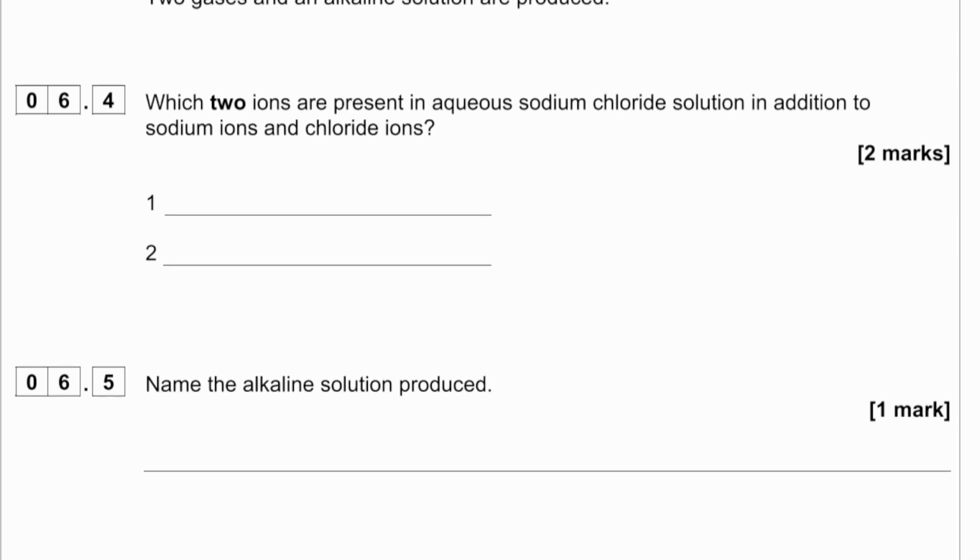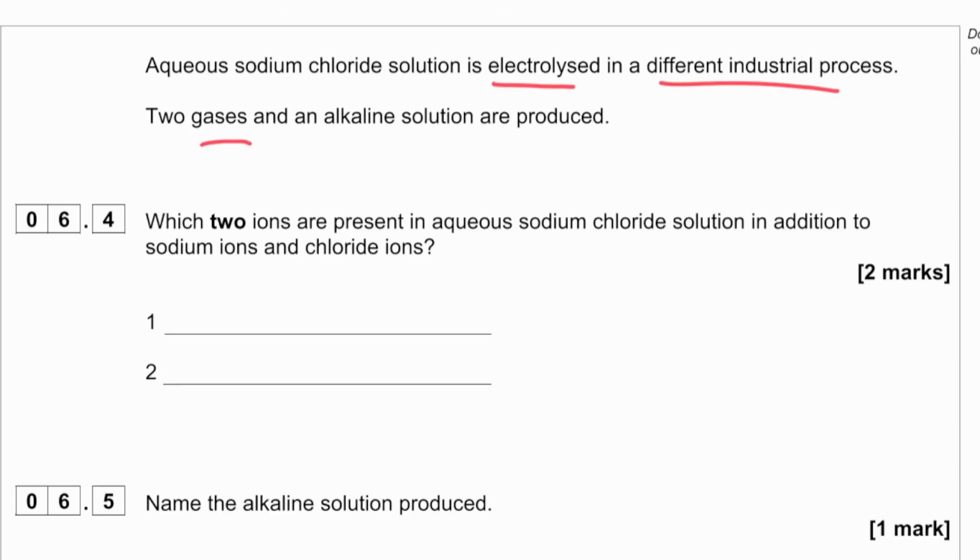6.4, aqueous sodium chloride is electrolyzed in a different industrial process. Two gases and an alkaline solution are produced. Which two ions are present in aqueous sodium chloride solution in addition to the sodium ions and chloride ions? So which two ions are going to be present?